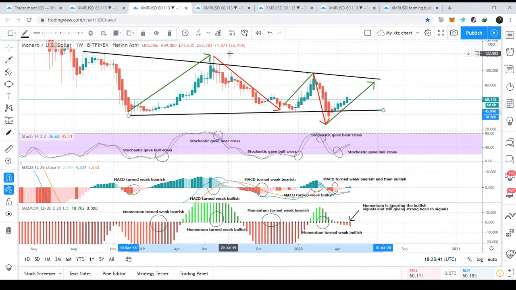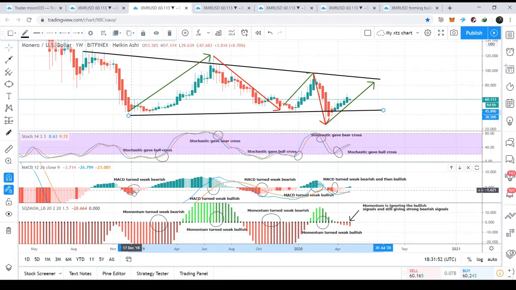Now, if we watch the same weekly chart with a combination of different indicators, like I'm using the stochastic and the MACD, the moving average convergence divergence, and the momentum indicators, we can see that the movement of the price action is very much synchronized with the signals of these indicators. For example, the first time the price action hit the support of this wedge pattern, we first received a weak bearish signal. That is a kind of bullish signal showing that the MACD is turning bullish now.